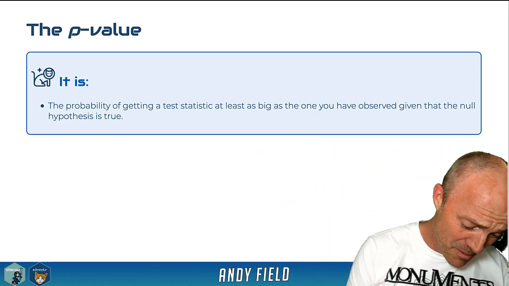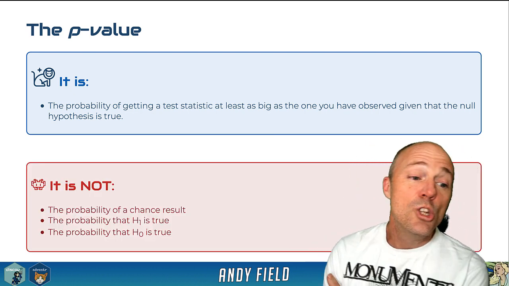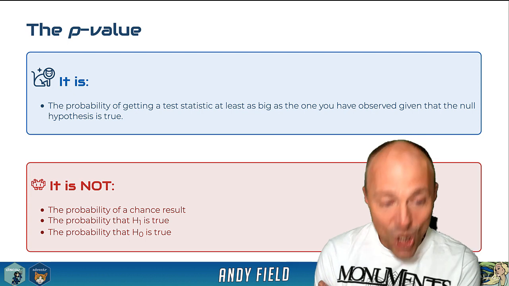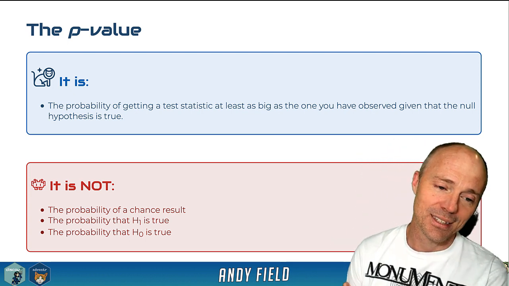Oh, thanks for that, Professor Hippo. So bear in mind, the p-value is not the probability of a chance result. It's not the probability that the null is true. It's not the probability that the alternative hypothesis is true.